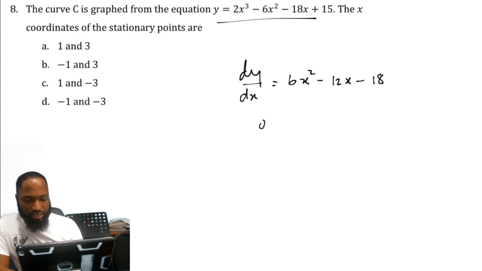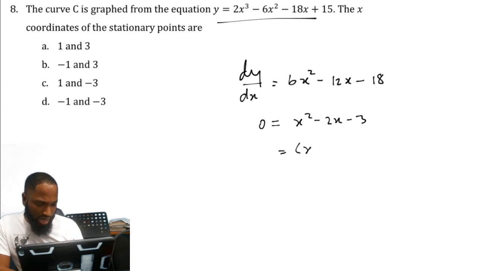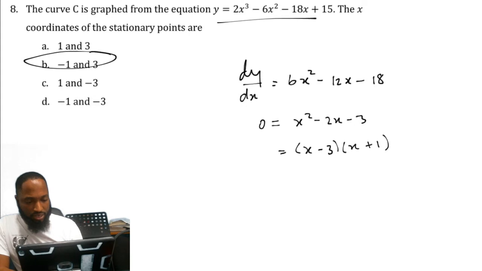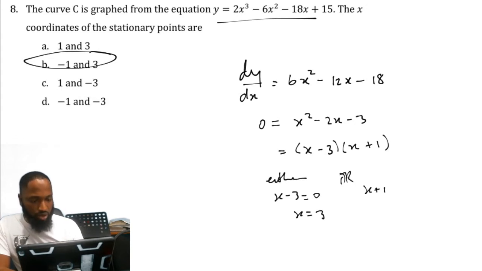And you want when this is 0, so let's divide everything by 6 one time. x squared minus 2x minus 3. So this is (x minus 3)(x plus 1). So x is either negative 1 or 3. B again. Because either x minus 3 is equal to 0, so x is equal to 3, or x plus 1 is equal to 0, so x is equal to negative 1.